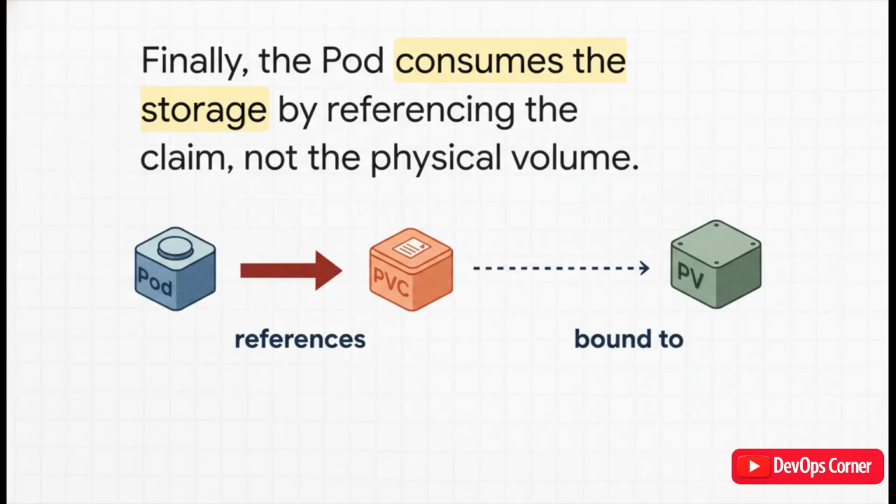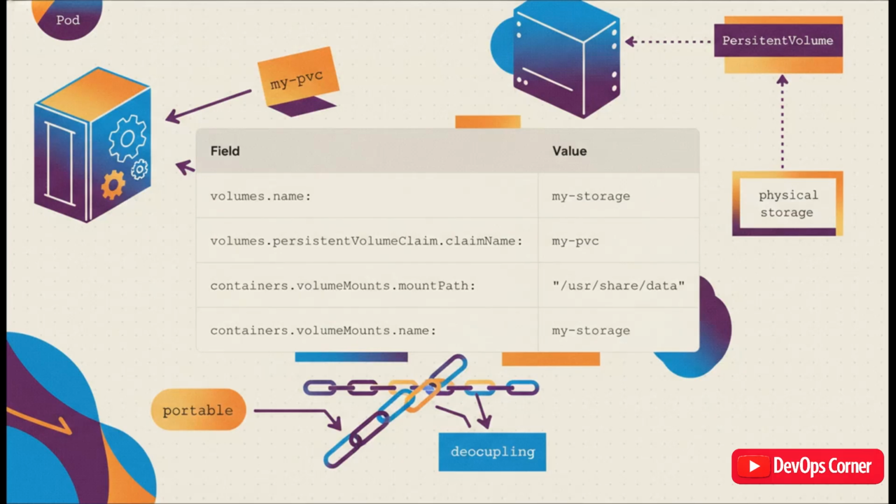So we have the supply, we have the demand, and they're bound together. The very last step is to actually plug this into our application, and we do that right inside the pod's definition. And right here, this is the secret sauce. Look really closely. In the pod's volume section, we're not pointing to the PV. We're not pointing to the physical storage at all. We are only referencing the claim by its name, my-pvc.